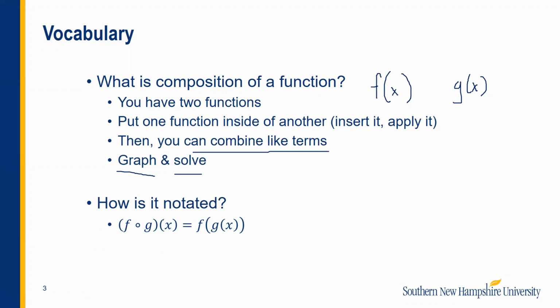And the notation might look like this. You see that little circle? That is the notation for composition of a function. So if it says f of g, the composite function f and g of x, it's saying to insert g into the f function. So let's look at what that means.